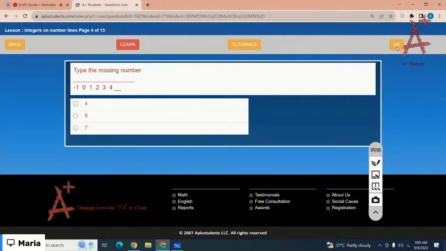Type the missing number. Which number is missing? Yes, that means the missing one is 5. Very good.